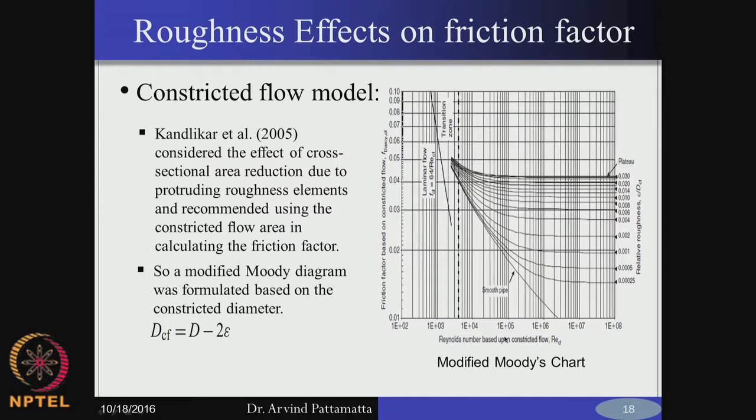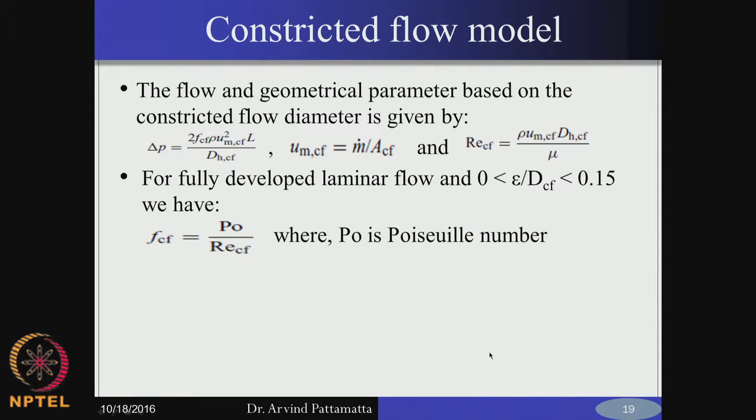So, therefore, we just reduce the diameter using this particular simple relation, and then we find that this can predict the flow through rough micro channels very nicely. Depending on the amount of roughness that you have, you basically calculate the constricted diameter, and for different values of roughness you can plot the modified Moody's chart. So, this is the simple modification with the constricted flow model.